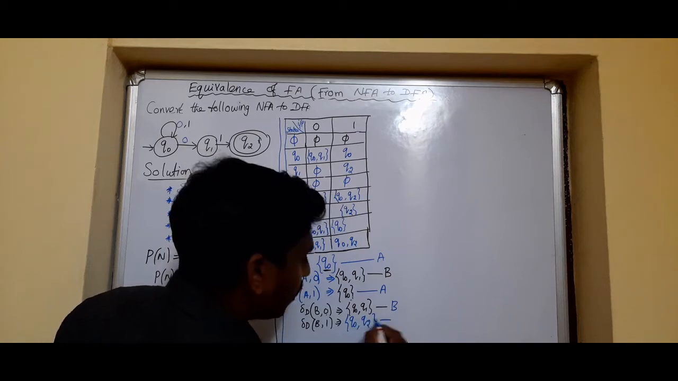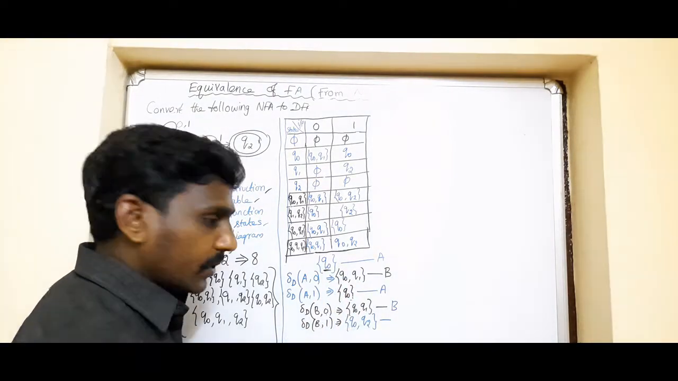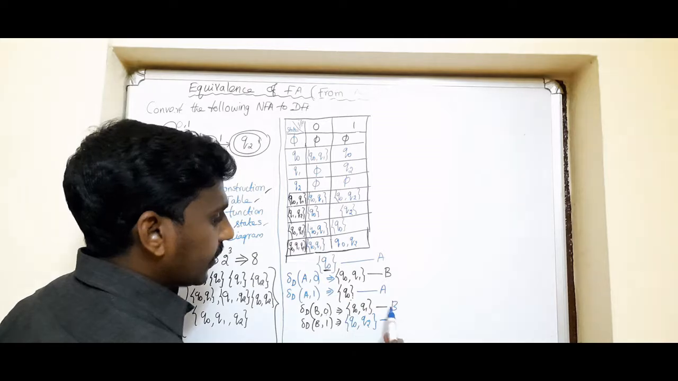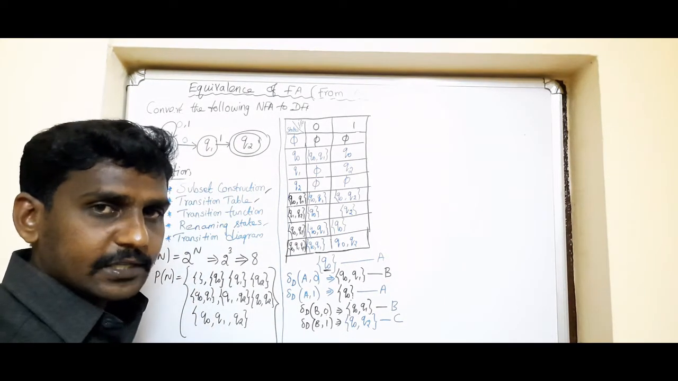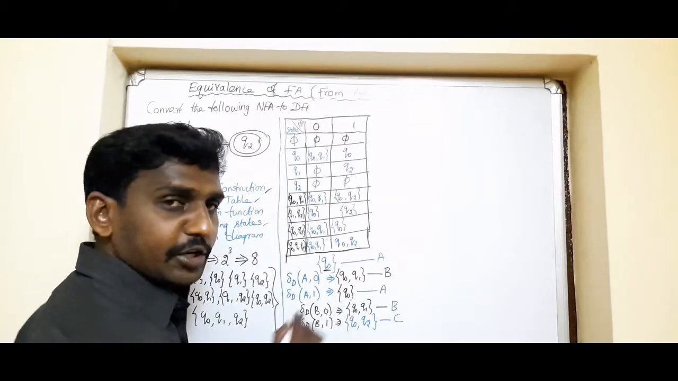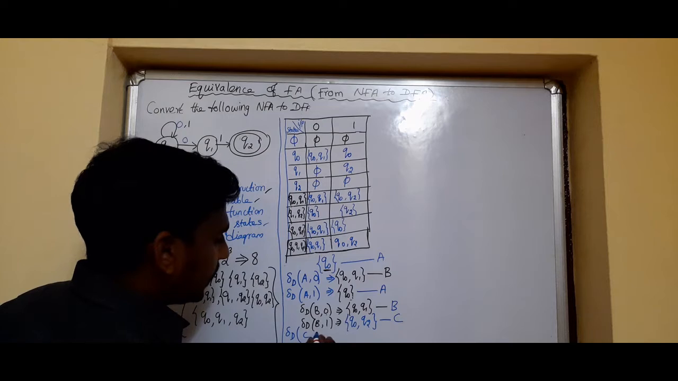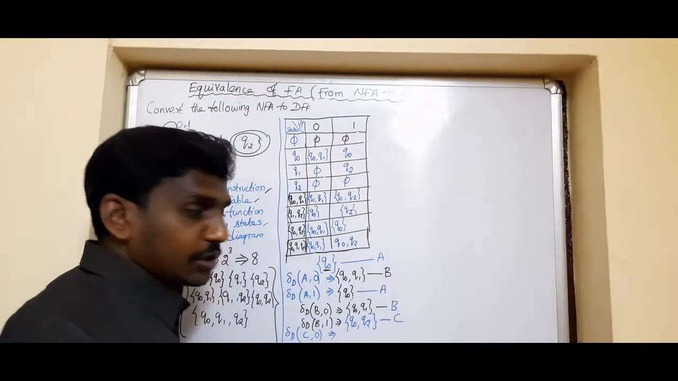Is this an old state or new state? New state. See, A is Q0 and B is Q0 Q1, but this is Q0 Q2. So this is a new state, and I have to mark it as C. Can you understand? Since I got a new state, I have to go for one more step: delta D of C comma 0 and delta D of C comma 1.